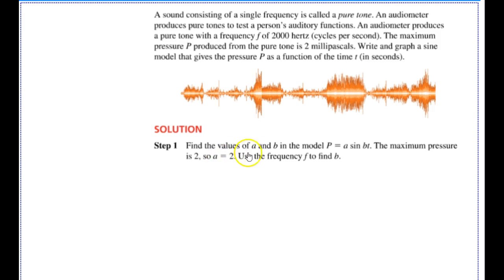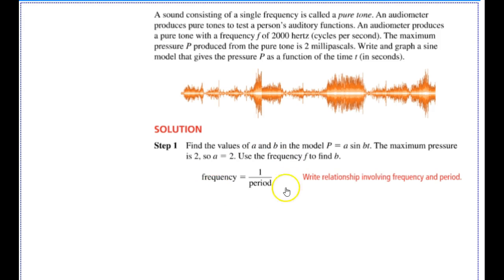Okay, so first I have to find my values of a and b. So I want to use P equals a times the sine of bt. And we're using t, right, because we were told we're looking in time. So the maximum pressure is 2. So a was 2. And then I can use my frequency to find b. So I know that frequency is the inverse or the reciprocal of the period.